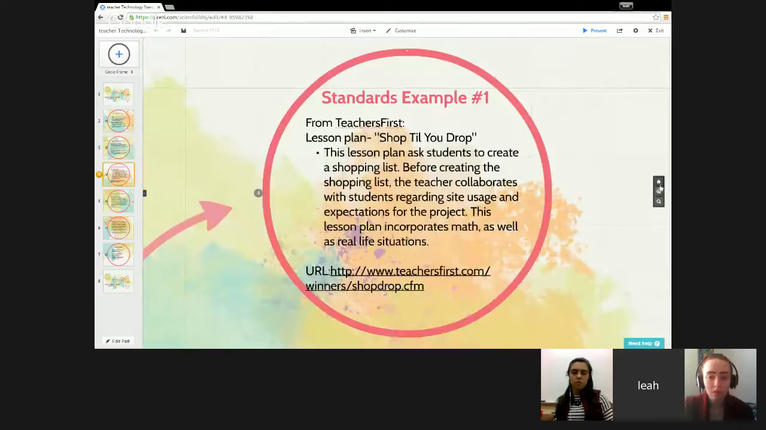An example of the first standards is a lesson plan that came from Teachers First. It's called Shop Till You Drop. This lesson plan focuses on asking students to use their math skills and create their own shopping list. Before creating the shopping list, the teacher collaborates with students regarding site usage and expectations for the project. This lesson plan incorporates math as well as real-life situations. It's a great tool for students to get involved in real-life situations. And at the bottom is the URL for this lesson plan.